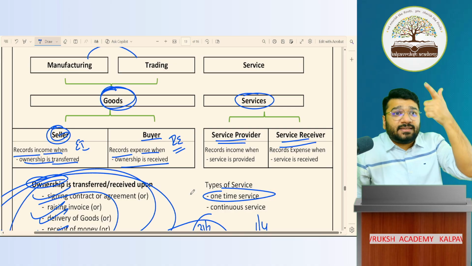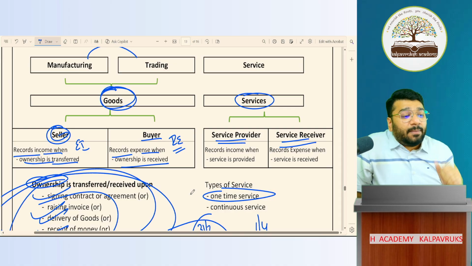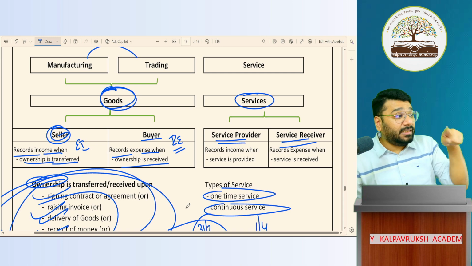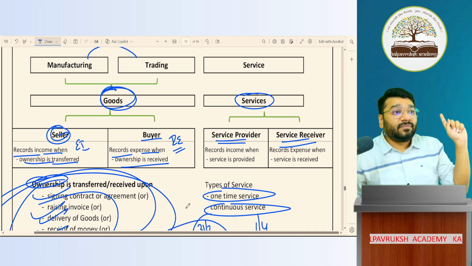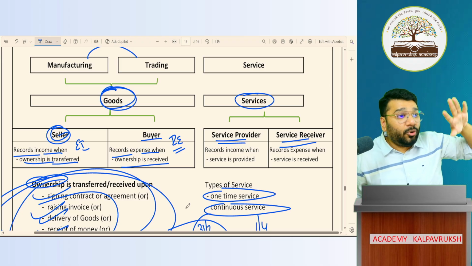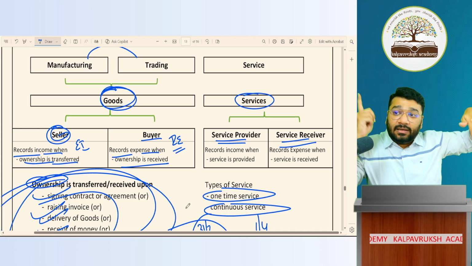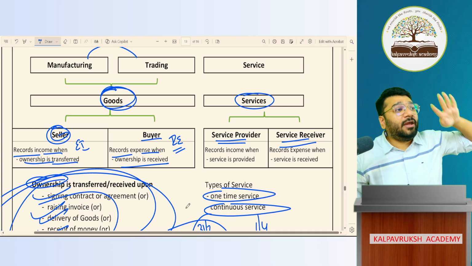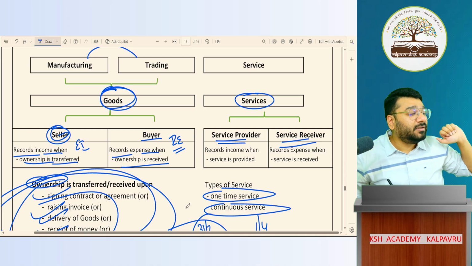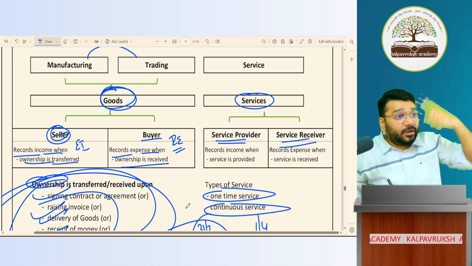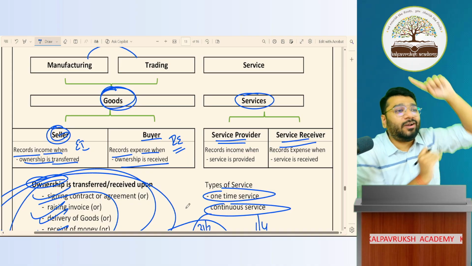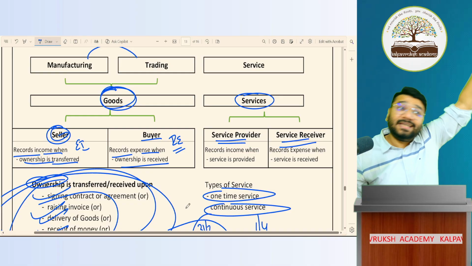An example of one-time service is AC repair. Can you give me an example of continuous service? Wi-Fi connection. Now I'm talking about continuous service. Whatever fees I've taken from you, I'm going to give the continuous service from April till January. How many months? April, May, June, July, August, September, October, November, December, January. 10 months. Continuous service. Now the question is, should I record the entire income after the service is completed, or proportionately every month? That we'll discuss in Intermediate.